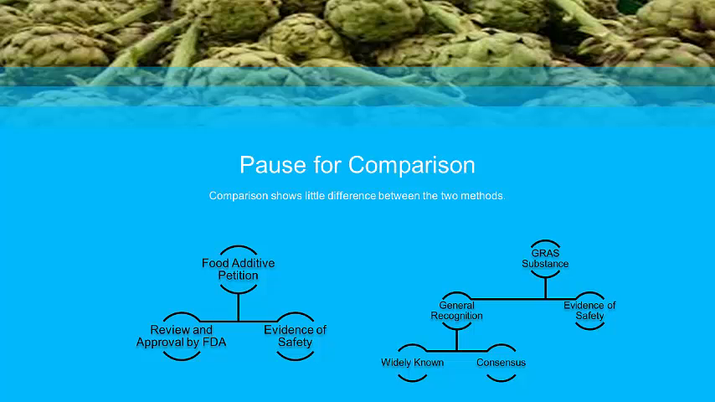We'll definitely cover the food additive petition in more depth in a separate lecture, but here for comparison, we can see they're very similar. We're looking for evidence of safety. How we get that evidence of safety differs between the two processes. For GRAS substances, we're looking for a general recognition, a consensus that people know this substance is safe.